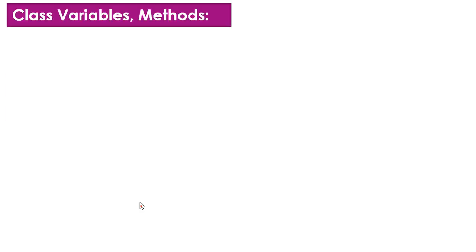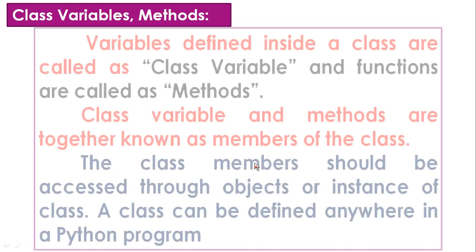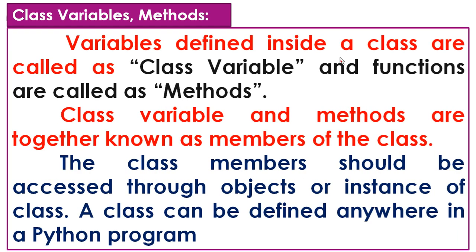Class variables and methods. Variables defined inside a class are called class variables, and functions defined inside the class are known as class functions or methods. Class variables and methods are together known as members of the class. Both of them together are known as the class members.